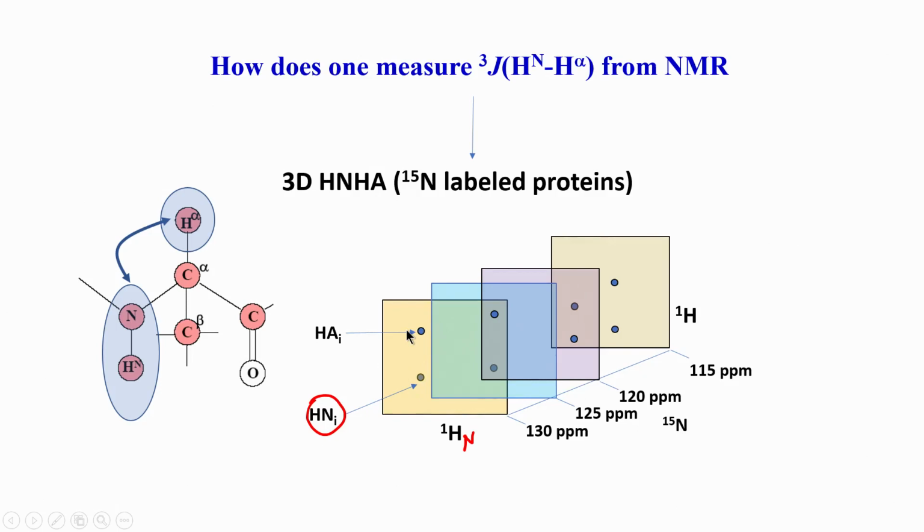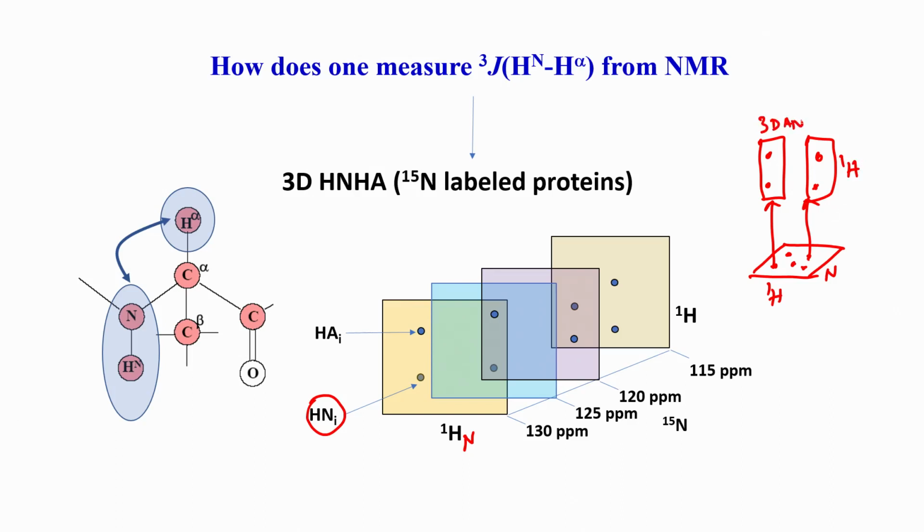Again, if I want to make it clearer, let us say that I have a 2D HSQC spectrum. This is the HSQC 2D spectrum. If I get peaks like this in the HSQC, now in an HNHA, if you go in this dimension, I will get 2 peaks here. Similarly, for some other residue I will get 2 peaks in the 3D. So, this is the 3D HNHA.